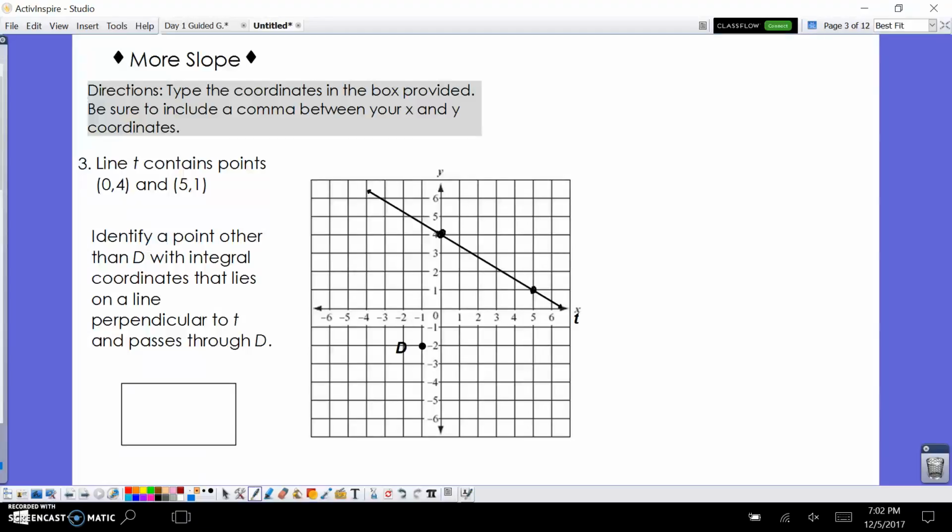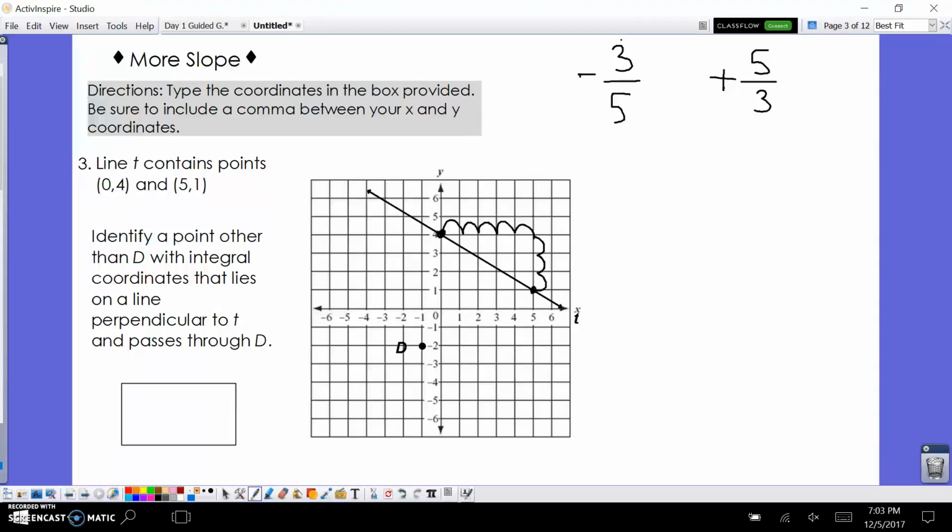Identify a point other than point D with the integral coordinates that lie on a line perpendicular to T that passes through D. So here, what we need to do, kind of like we did in the last problem, is find our slope of line T. So, we know it's negative. And I go up 1, 2, 3. And I go over 1, 2, 3, 4, 5. Now, perpendicular slope, we need to flip our fraction and change our sign. So now, we know we have to go up 5, right 3.